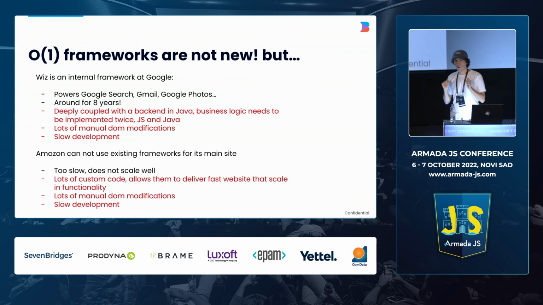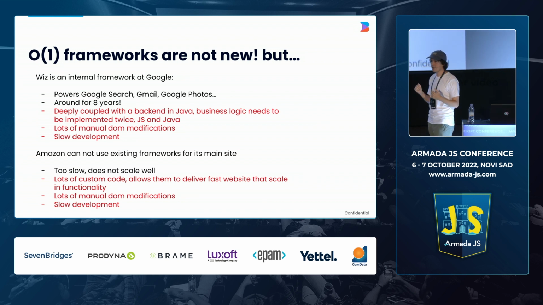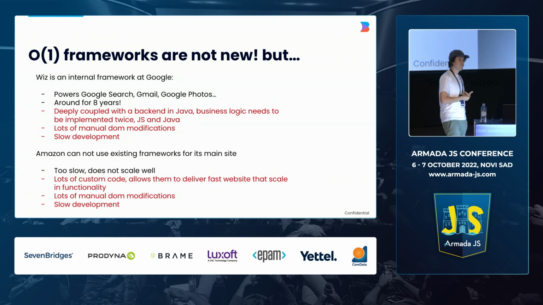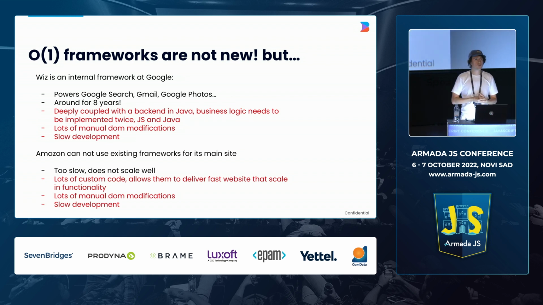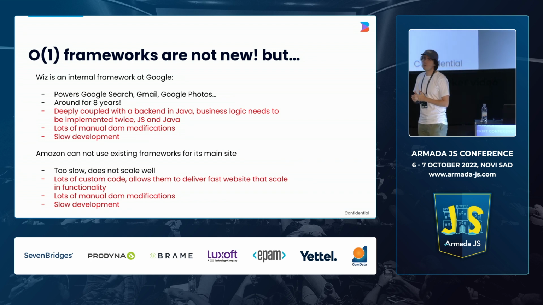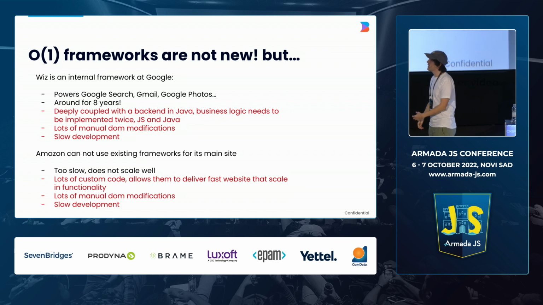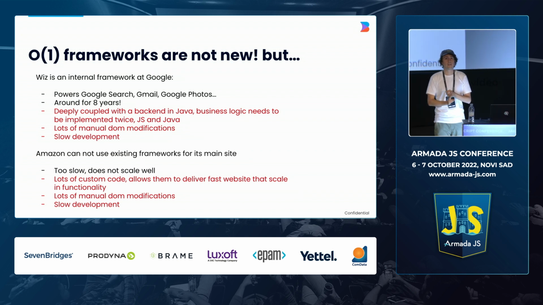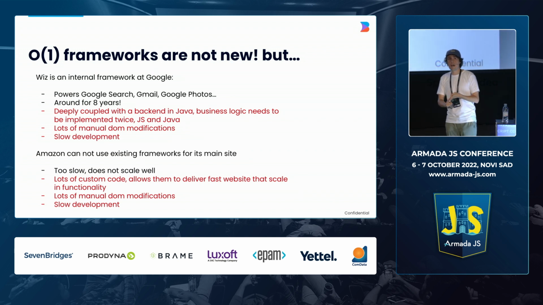Another thing is that all of these frameworks, maybe not with this name, are not new. It's been around at Google for at least 8 years in a framework called Wiz. And Wiz actually powers the most used projects at Google. It powers Google Search, Gmail, Google Photos. The problem is that it's deeply coupled with their Google architecture, it's in Java, all the business logic is duplicated, it's a mess, right? But it delivers something very important. You can have extremely complex apps with extremely good performance.